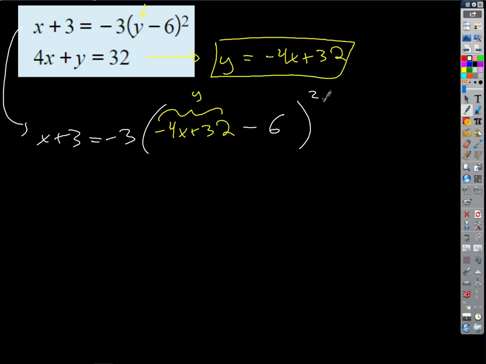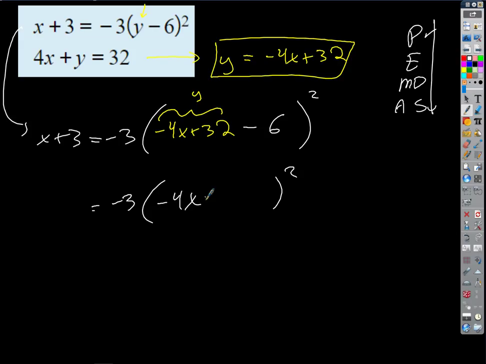Okay, so let's go through our steps. What's the first thing we have to do to simplify? In the parentheses, right? If we do order of operations, first we're in parentheses. Well, in the parentheses, we can do something here, can't we? Negative 4x plus 32 minus 6 is what? I can combine the 32 and the negative 6. What's that? 26. 26, okay. On the other side, still got our x plus 3.